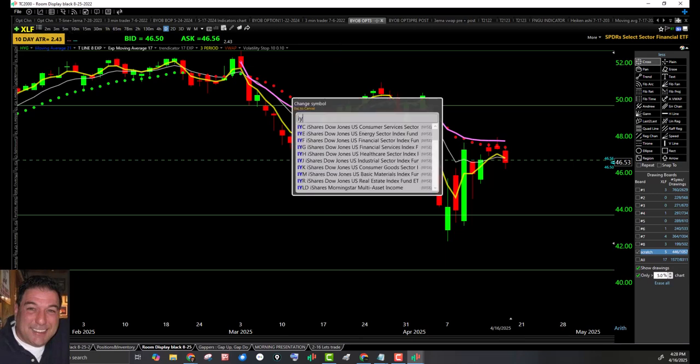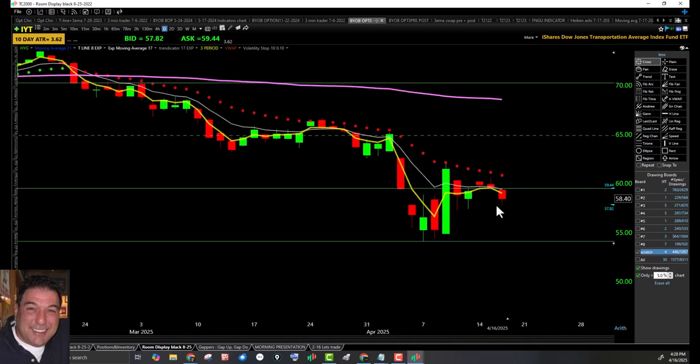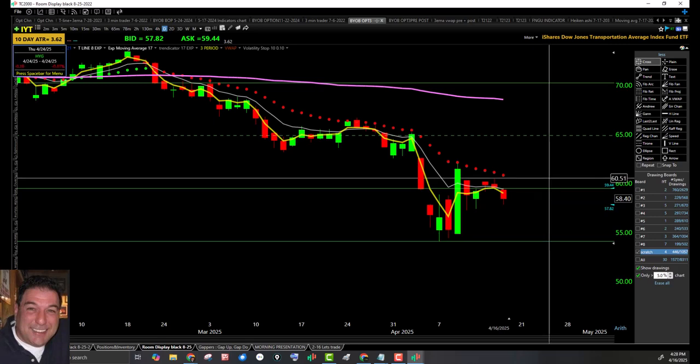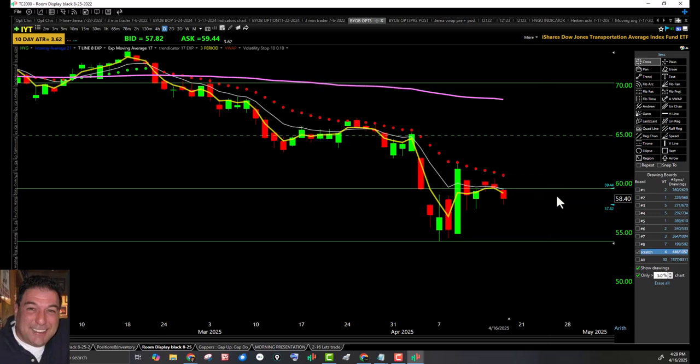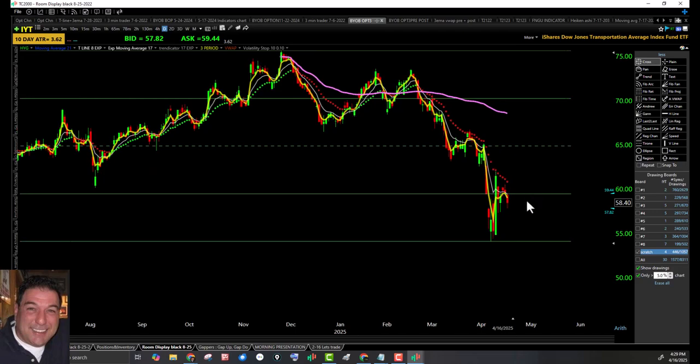Let's take a look at IYT. So our transports, and we're going to call it a day. Lower high, lower low, closing under, bearish trap. Under the falling 17, under the all-time high anchored VWAP, that's the pink line. Closing under the midpoint, down here in the lower third of the quadrant lines. Okay, that's bearish, down here, quadrant 1. See the low? They made a lower low. That's bearish. That's a downtrend.